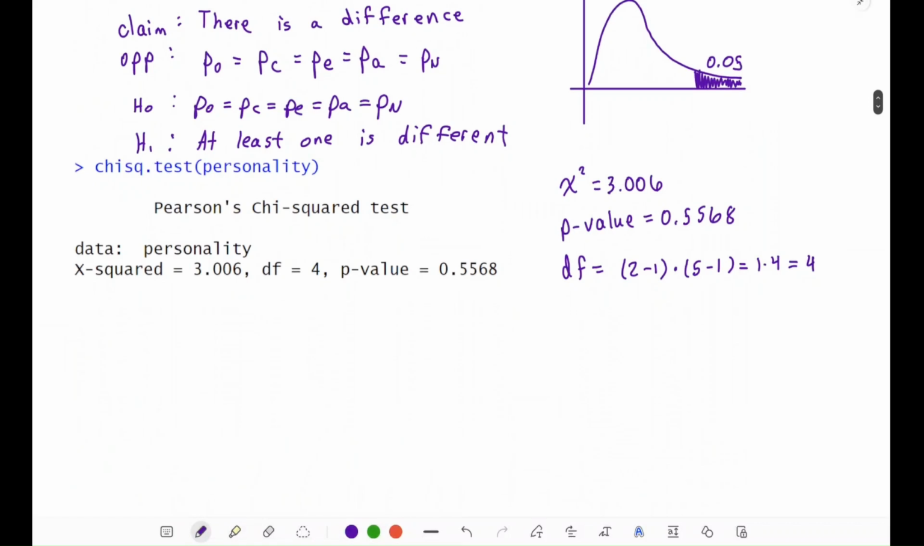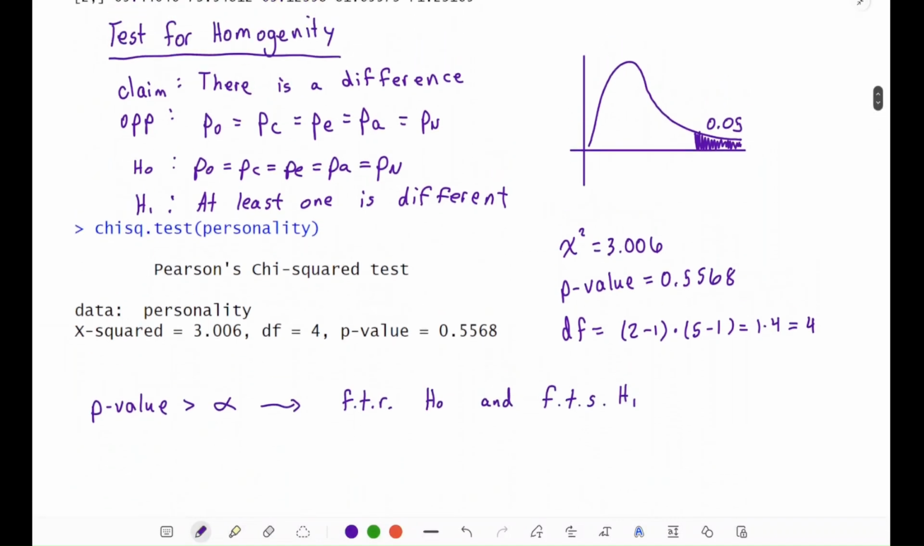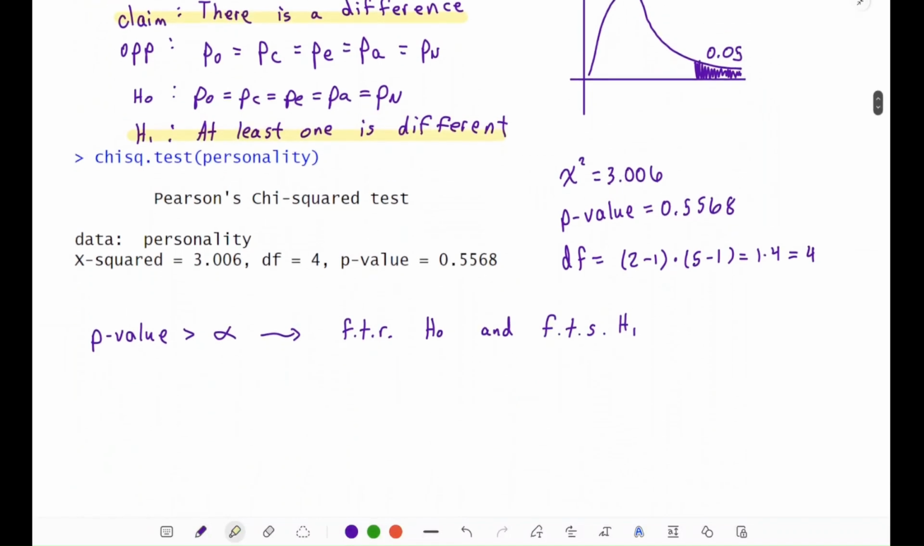So now, because I have the p-value already, the p-value is greater than alpha. So that implies we fail to reject the null hypothesis and fail to support the alternative hypothesis. But our conclusion should always be written in terms of the claim, not the hypotheses. So now I'm going to go back up. Our claim matches the alternative. So I fail to support the claim.